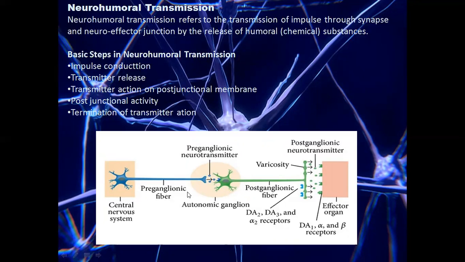Next, transmitter release from this autonomic ganglia and transmitter action on the post-junctional membrane occurs. In this case, the post-junctional activity will also start and thereafter the termination of transmitter action will occur.